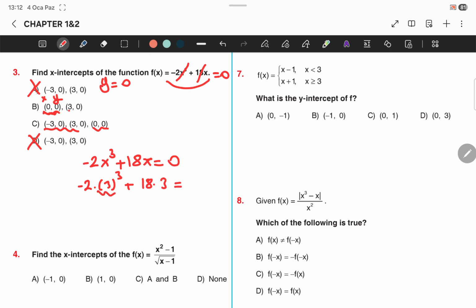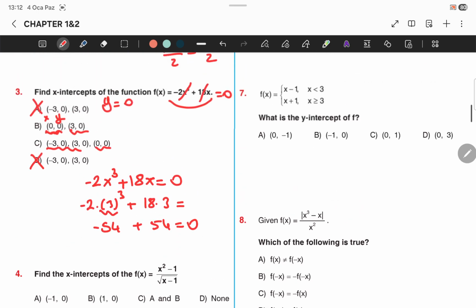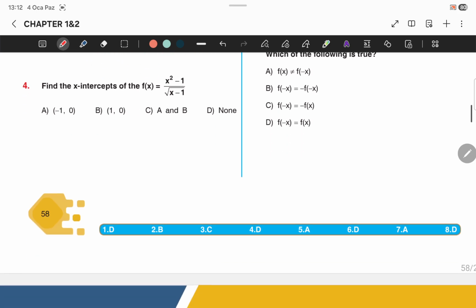Let me check. This is 27. If I multiply by 2, it will be negative 54 plus 54, equal to 0. You see? Yes, (3, 0). I replace 3, I get 0. Also, I would have to replace negative 3, but the answer says C. It means that when I replace negative 3, I also get 0. So C is the answer. This is the substitution method, guys. Okay, next question.